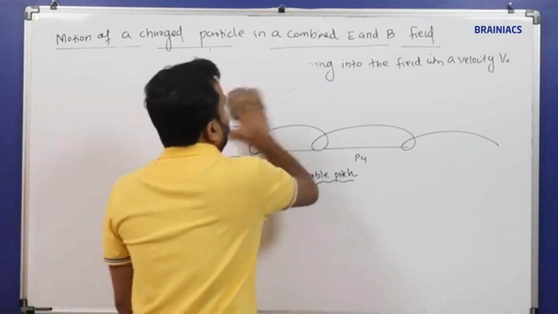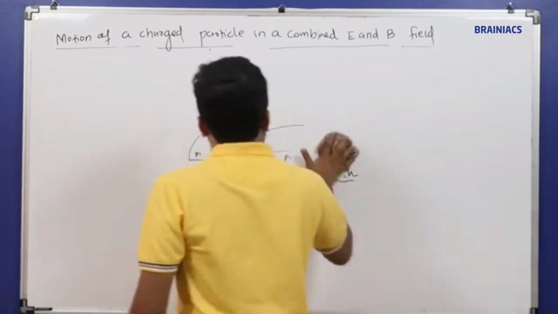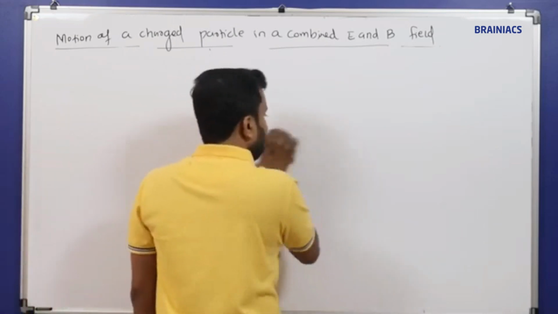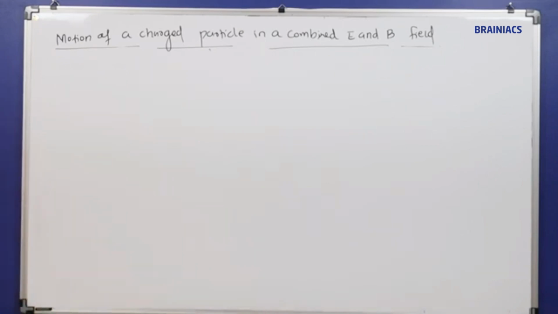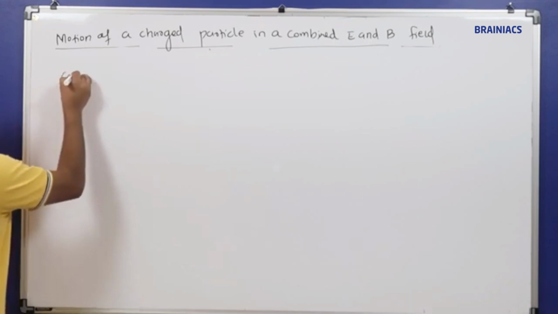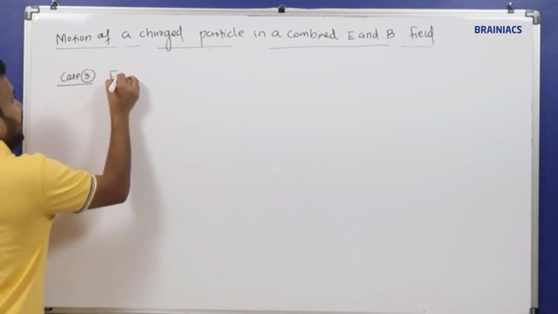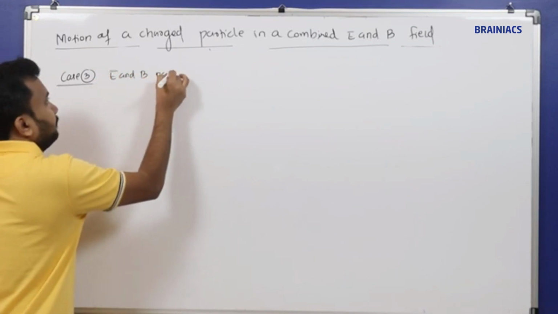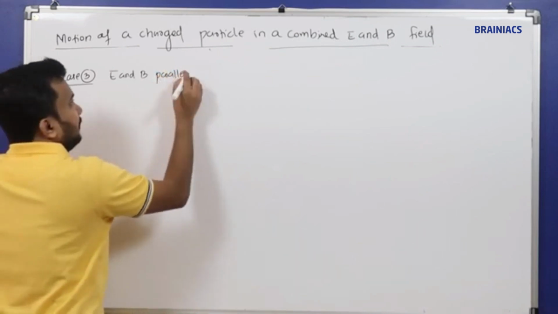Now we know the electric and magnetic fields are parallel to each other, and the velocity is perpendicular to the magnetic field. It will experience what type of motion? Helical motion with variable pitch. We'll go to the third case, number 3. Again, E and B are parallel. This is what we have seen so far.